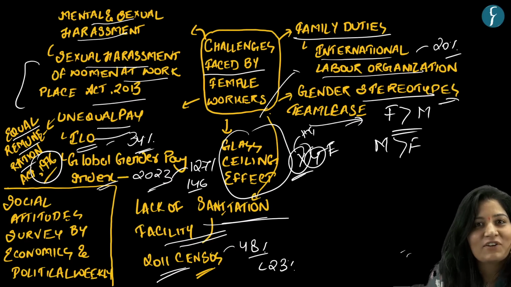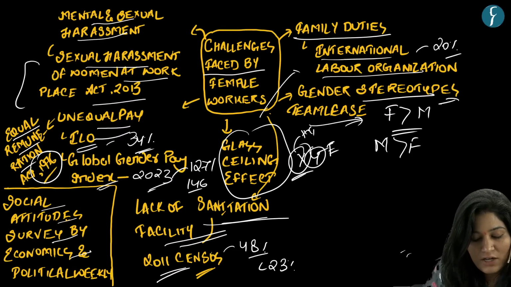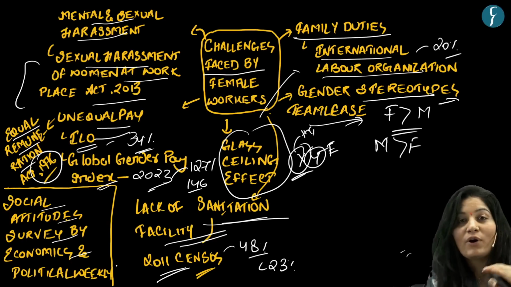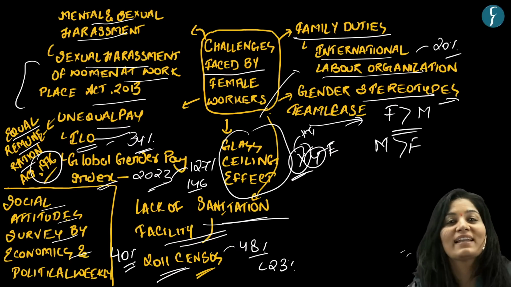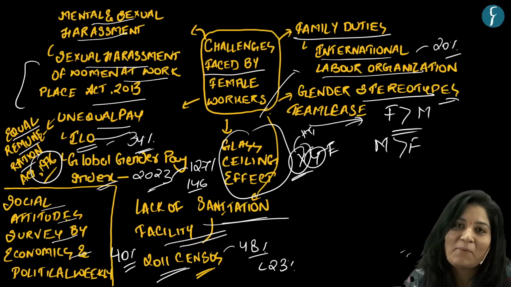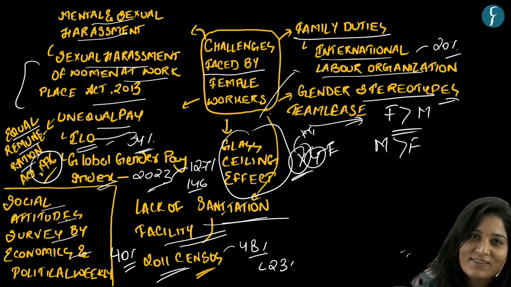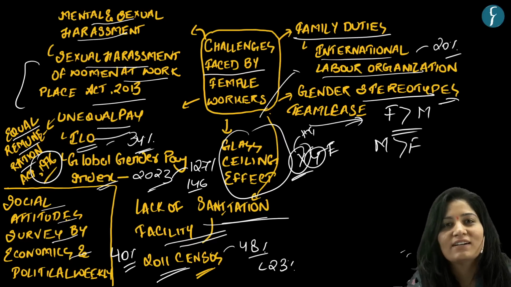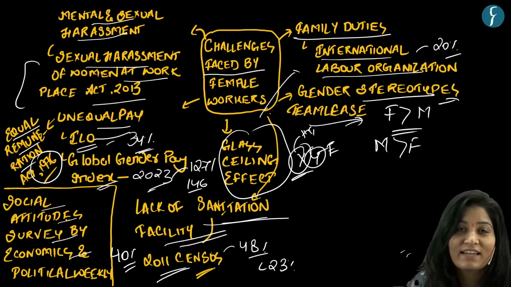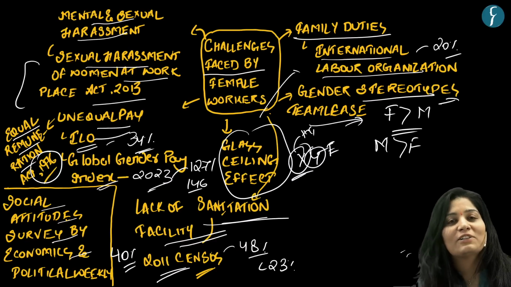There's a very interesting report published by a social attitude survey by Economic and Political Weekly. According to it, 40% of males and females think that if the male is earning, there's no need for the female to earn. So they can sit at home and do the family chores. They can control the household, which they think is their prime responsibility. This is one of the internal factors.